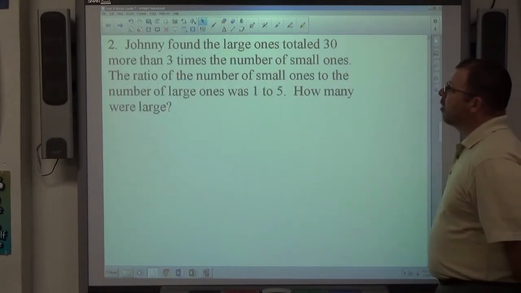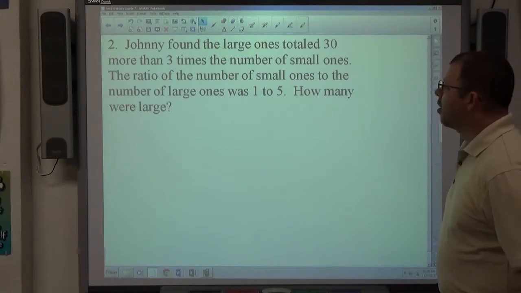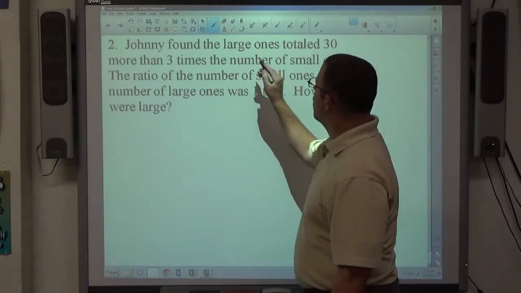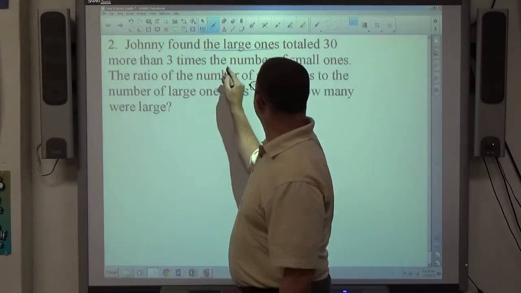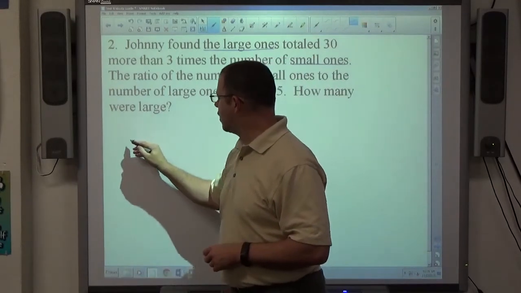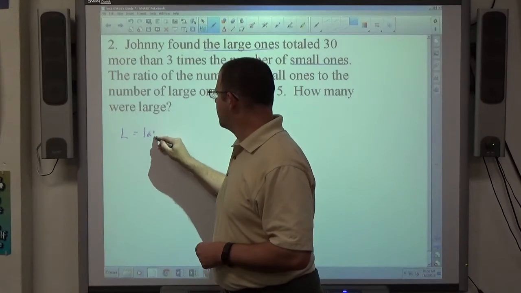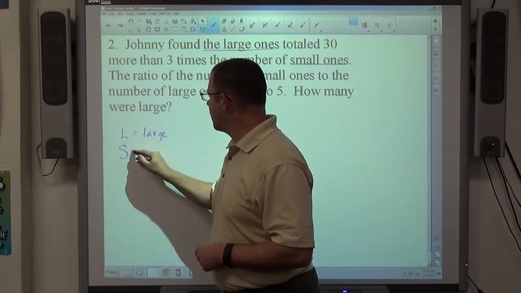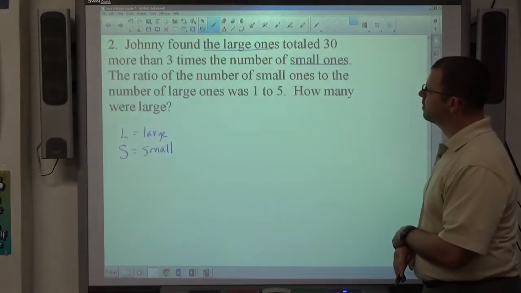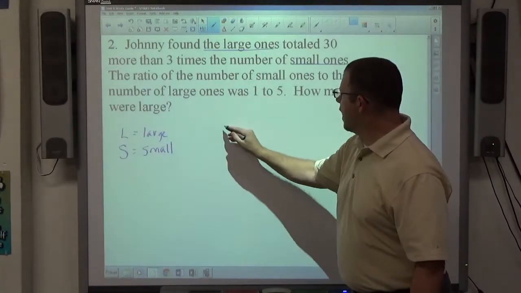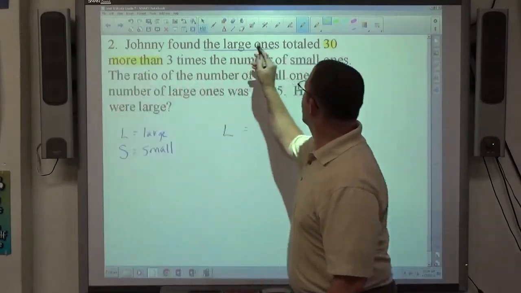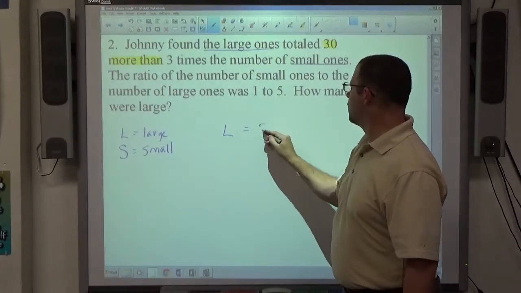Number 2, Johnny found the large ones totaled 30 more than 3 times the number of small ones. The ratio of number of small ones to large ones was 1 to 5. How many were large? So we have large ones and small ones. Okay, and that's 2 different variables. So if I say L equals large and S equals small, and if I look at the words that create equations, the large ones L totaled equals 30 more than, we don't care about till the end, 3 times the number of small ones, that's 3s.